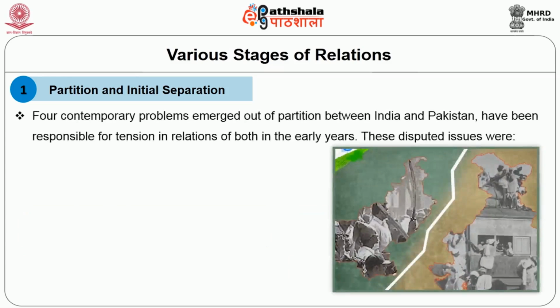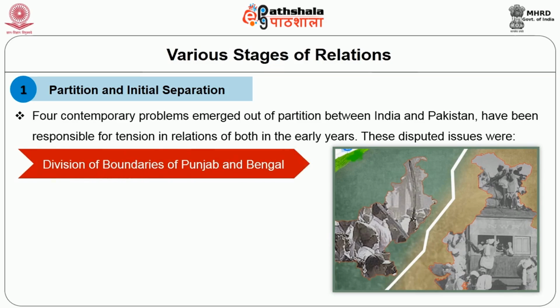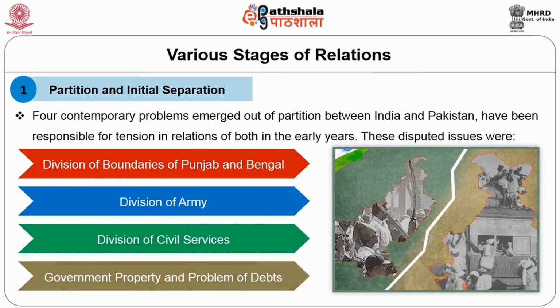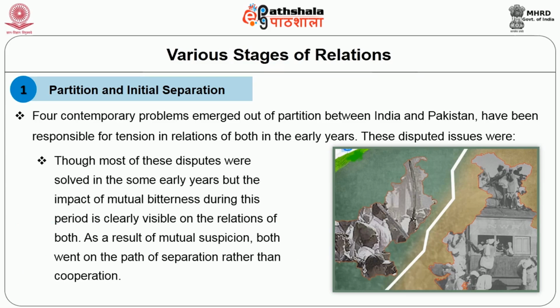4 contemporary problems emerged out of partition between India and Pakistan have been responsible for tension in relations of both in the early years. These disputed issues were division of boundaries of Punjab and Bengal, division of army, division of civil services, and government property and problems of debt. Though most of these disputes were solved in some early years, the impact of mutual bitterness during this period is clearly visible on the relations of both. As a result of mutual suspicion, both went on the path of separation rather than cooperation.